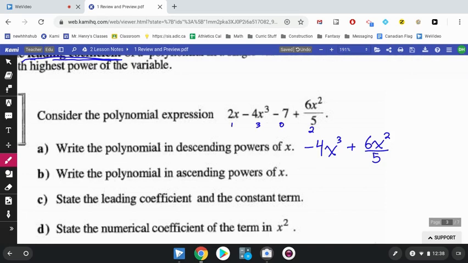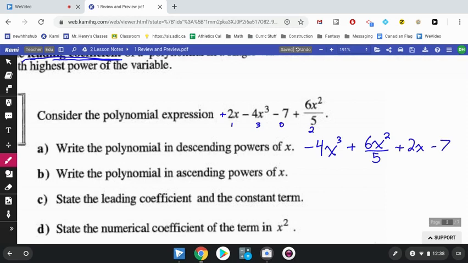Now I have the degree of 1, which was 2x, and it's not stated, but I know it's a positive 2x. If it was negative, it would have a negative sign out front. If it doesn't, then I know it's positive. That's where I'd fill in the plus 2x. And finally, I can end with my constant, minus 7.